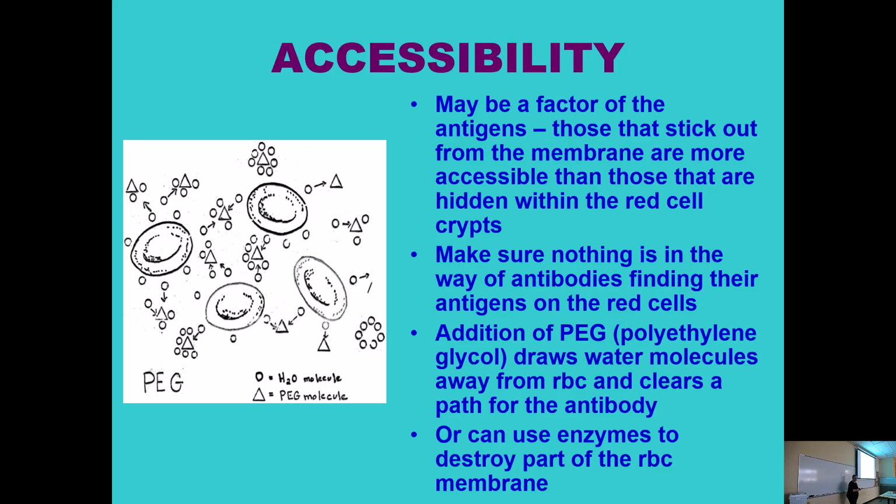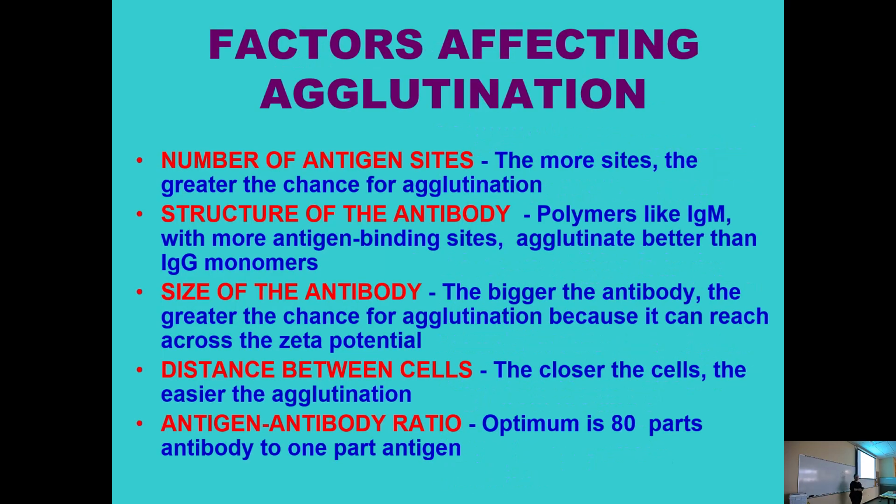Something else we can do for accessibility is use enzymes that will help destroy the outer side of the red cell membrane, which will also help an antigen that goes through the membrane stick out. We'll talk more about that when I get to the enzymes a little bit later.